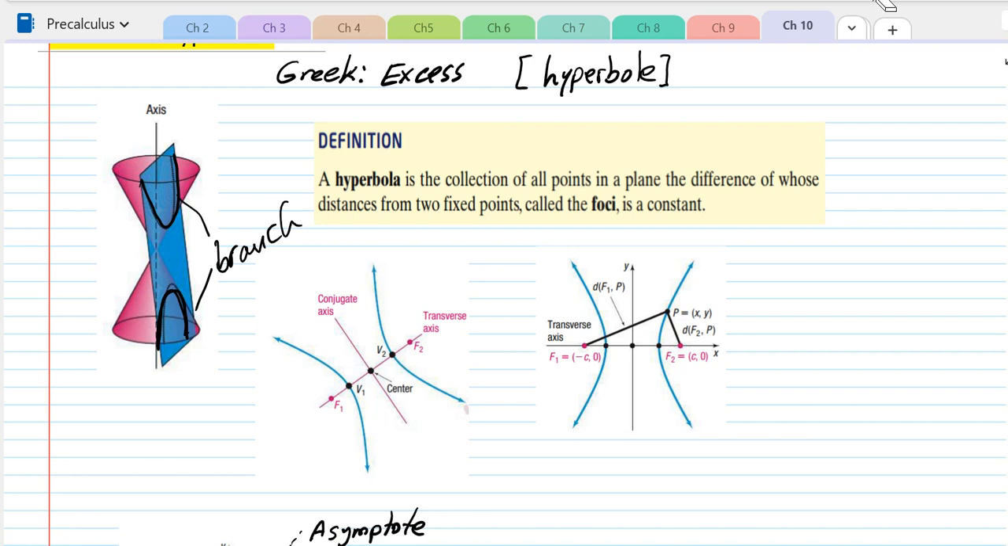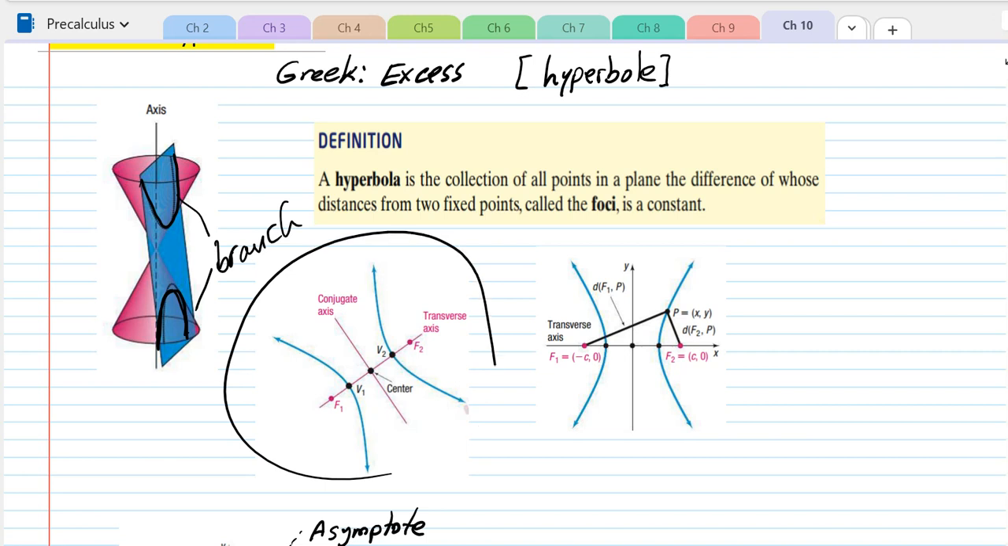And here is the actual formal definition. A hyperbola is the collection of all points in a plane. The difference, remember for the ellipse we had the sum of distances. For the hyperbola we have the difference of whose distances from two fixed points called the foci is constant. The difference is constant.